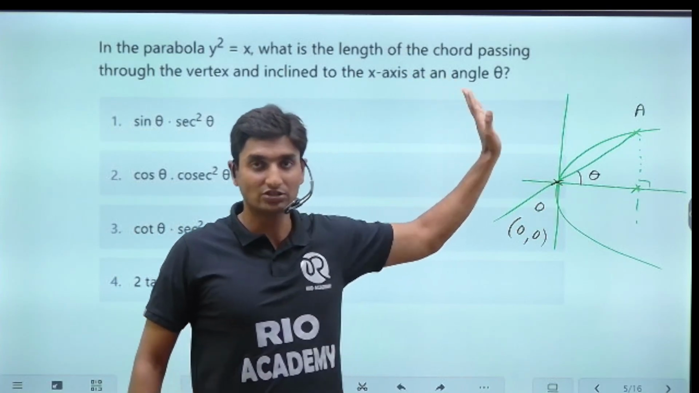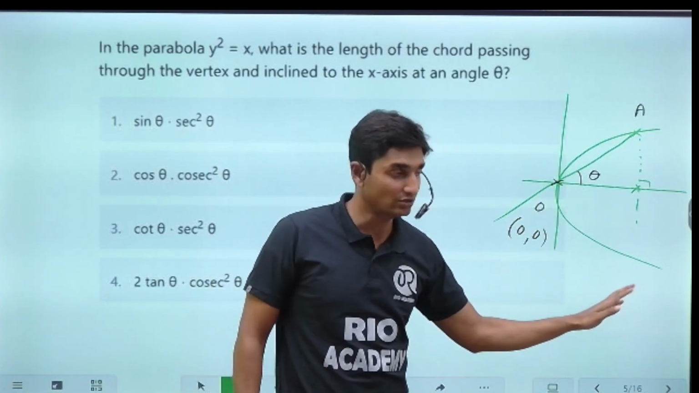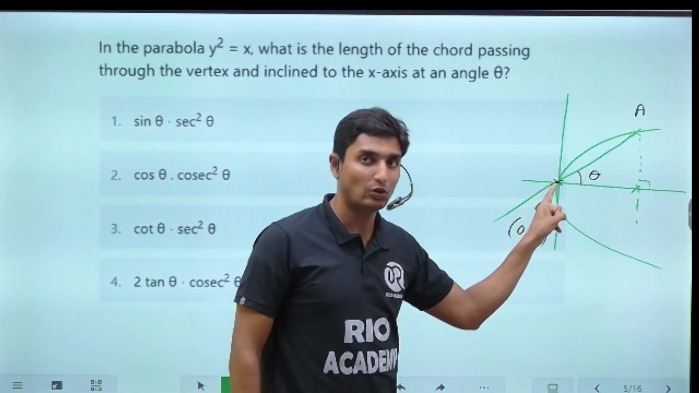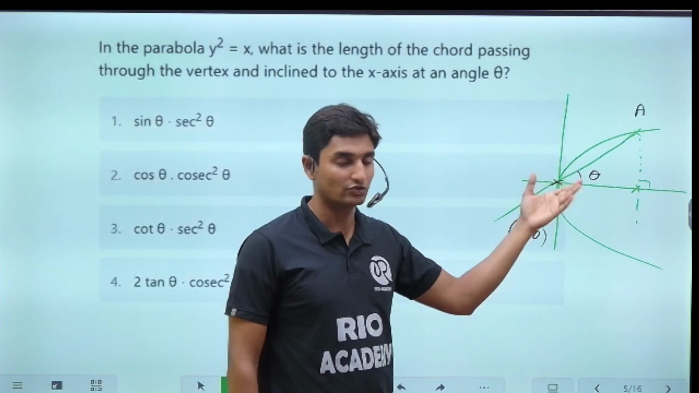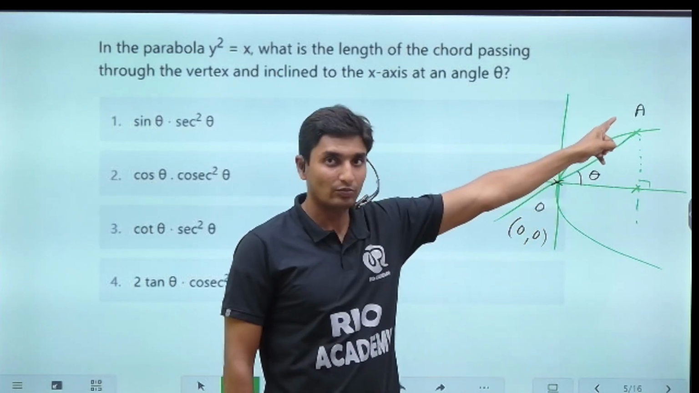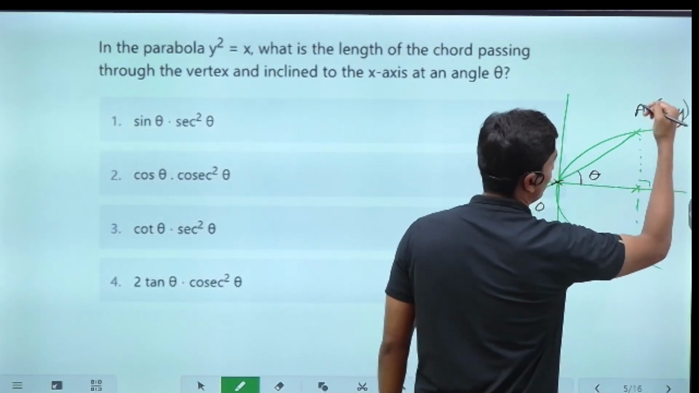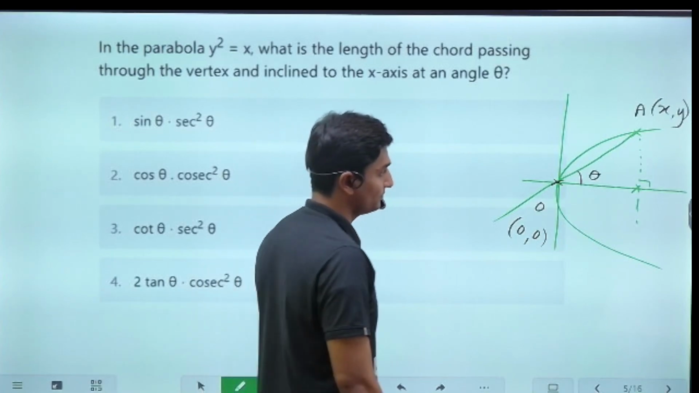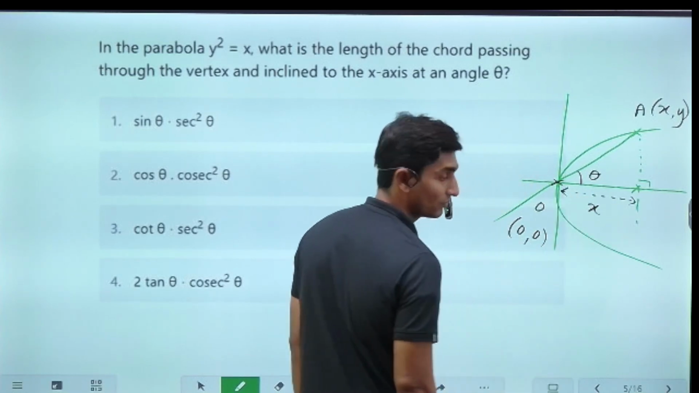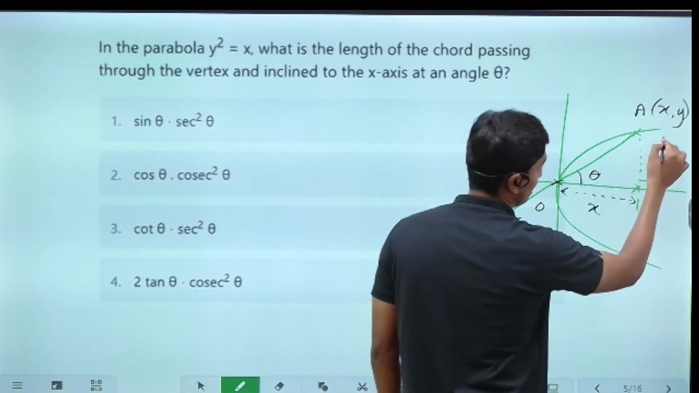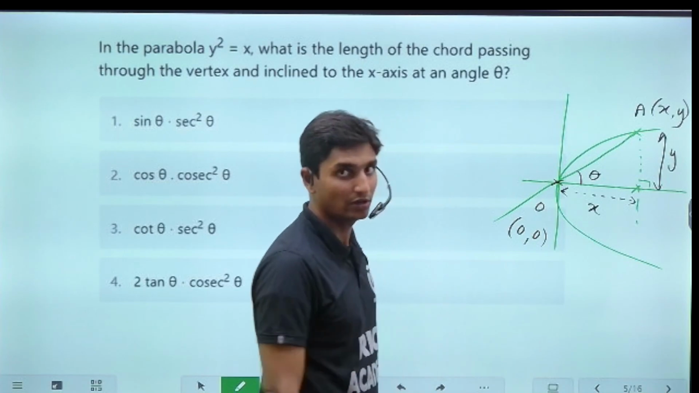But in this particular question, it will be easier for us to calculate and simplify if the coordinates of this particular point are already known to us. It is better if we take this vertex at the origin. So this particular point is unknown, and we are going to take it as (x, y). Now this length will be x, correct? And this length will be y.